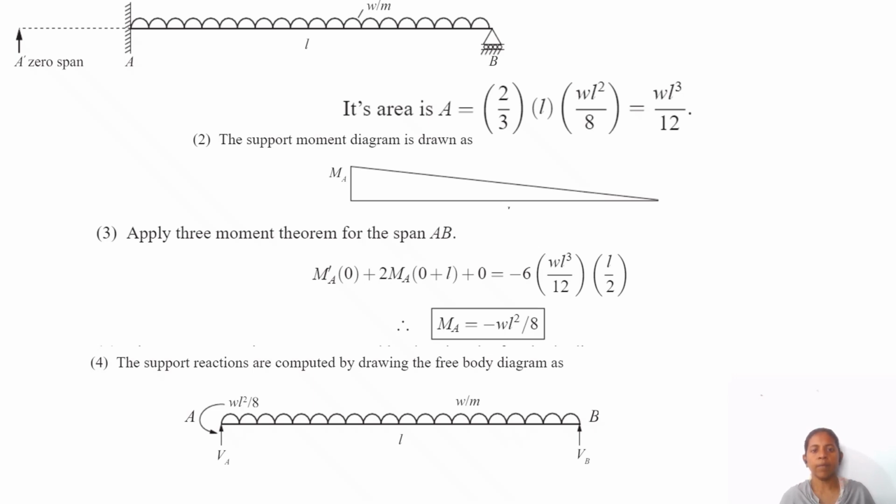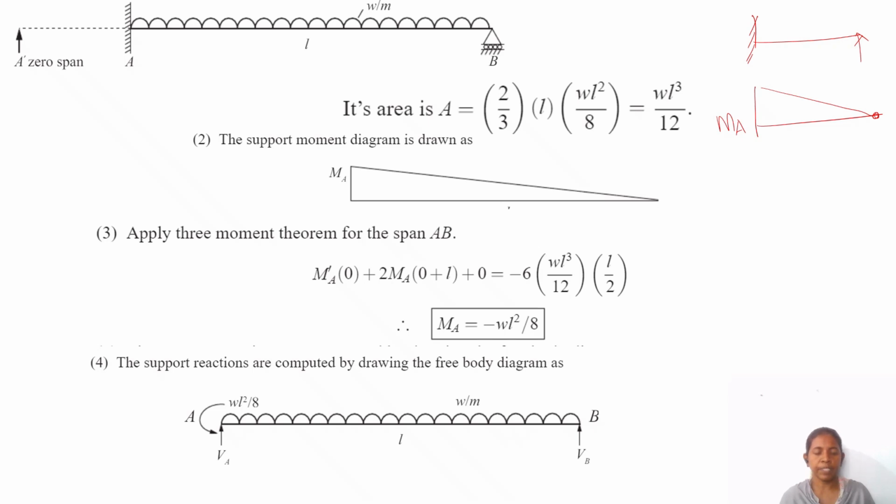And our final bending moment diagram for this propped cantilever: in a simply supported condition, the bending moment is 0. In the fixed support condition, we have some value, that is MA, and connect the points. So this is the bending moment diagram. The support moment diagram is like this. Apply the three moment equation for the span A, B.